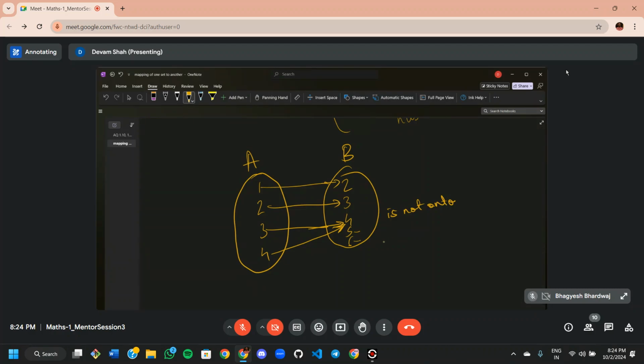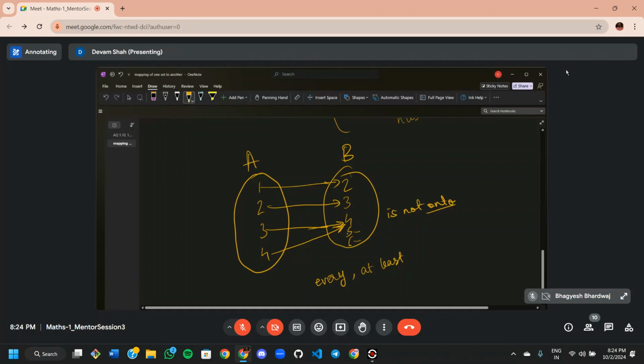In 1-1, what did we say? We said that the element in the codomain should have its pre-image, only one pre-image. Now what are we saying? Every element should have at least one pre-image in onto. In onto, we need every element to have a pre-image, and that at least one. There can't be zero pre-images. They should have at least one pre-image.